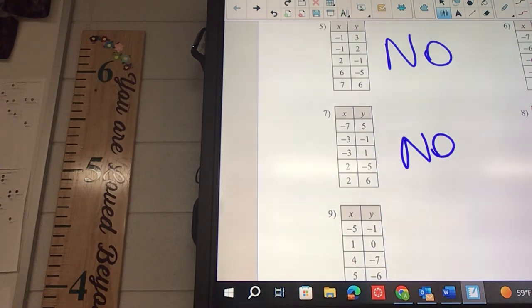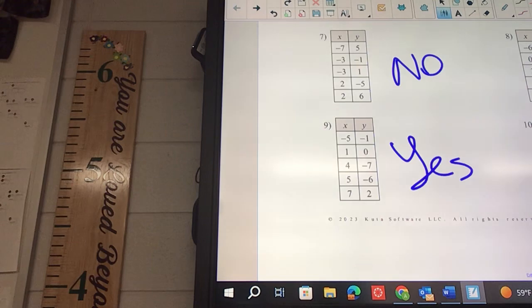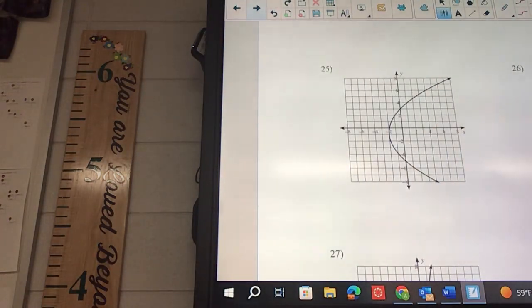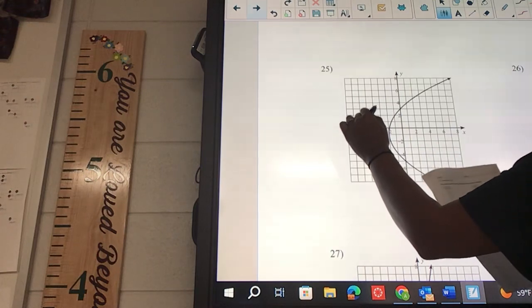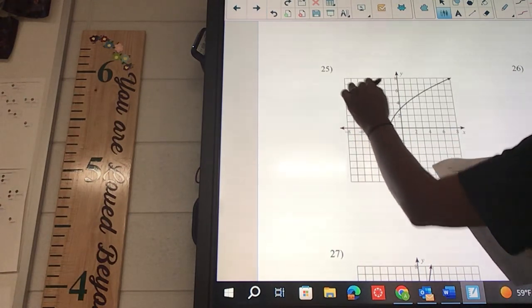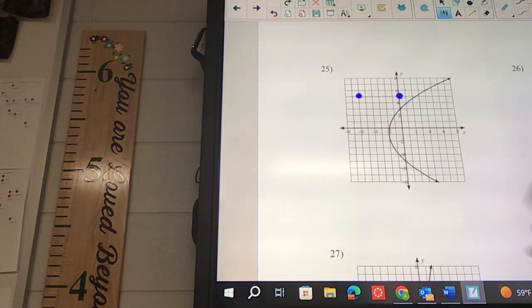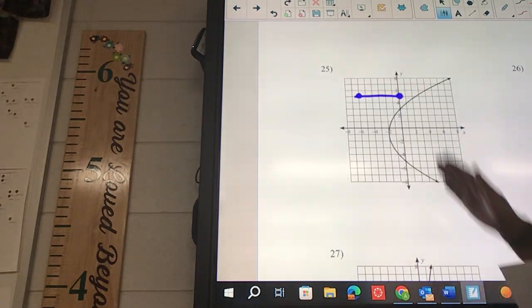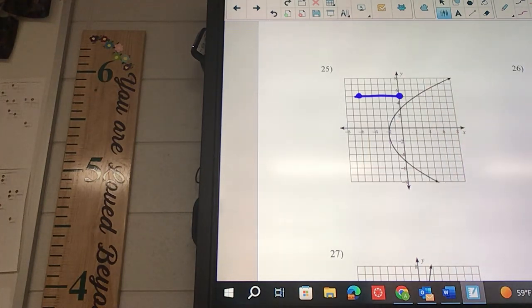Okay, number 9. Do the x's repeat? No, so then is it a function? Yes. So if the y repeats, then that looks like, which one are you looking at? Number what? So -6, 5, 0, 5. Those are both of our 5s. Are they right on top of each other? No, so this is a horizontal line, which is totally fine. We cannot have a vertical line. So the y's repeating is totally allowed.